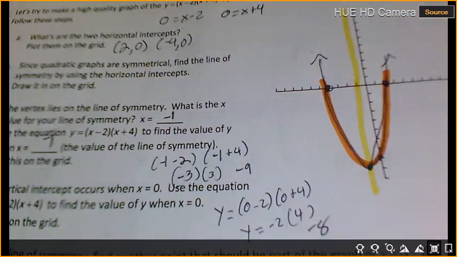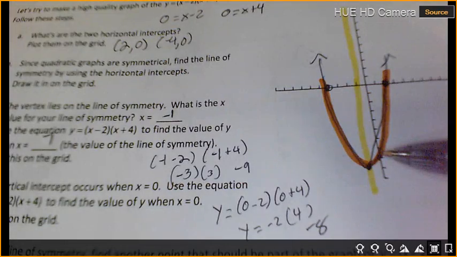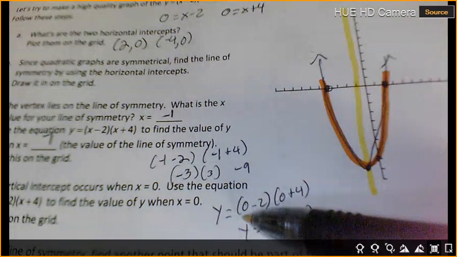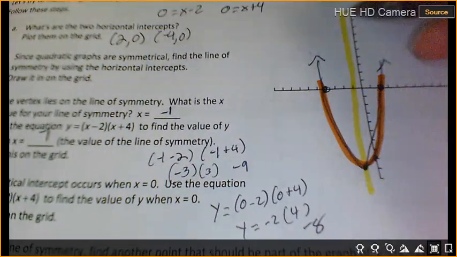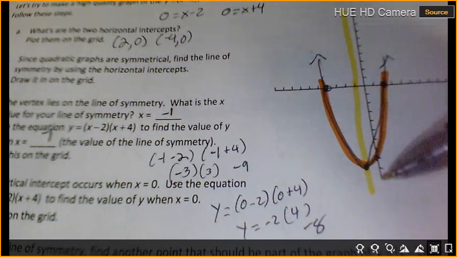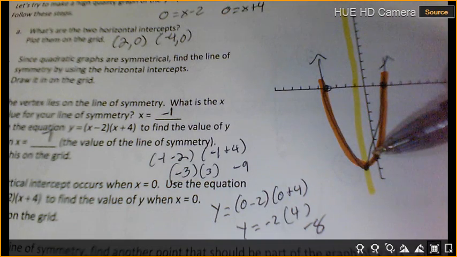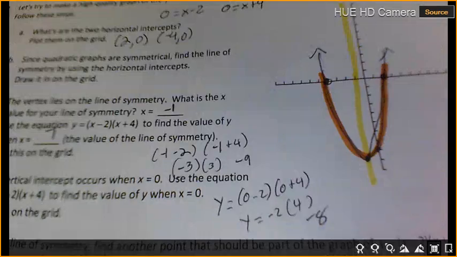Okay, so see how my graph in pen was off? And I fixed it in orange? It's because I plugged in 0 for x, because this is the x, this is the y-axis, so x is always 0. So I'm figuring out where it crosses there, and it crosses at negative 8.